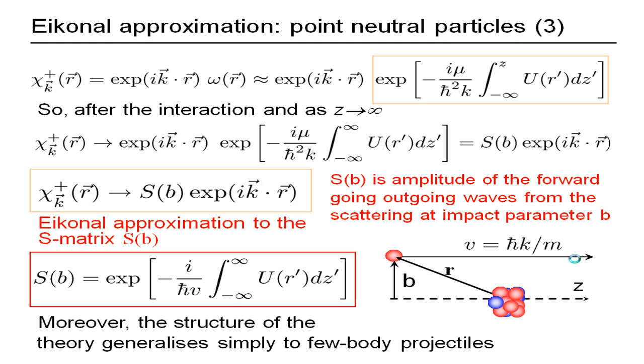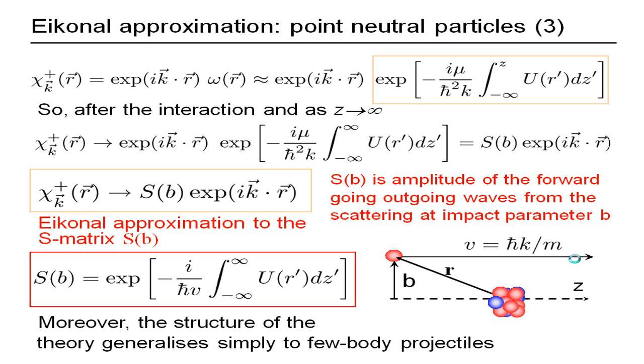Okay, so you should be able to see that after the interaction, as z goes to infinity, the solution at large distances in the positive z direction looks like a plane wave times this factor. This factor no longer depends on z. Z has been integrated over in here, so this is a function only of the impact parameter. Moreover, this quantity multiplies the forward-going waves after the scattering. So this object here is our eikonal variant of what we would call the S matrix.